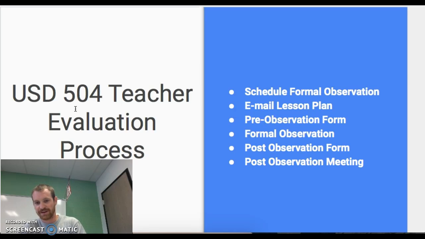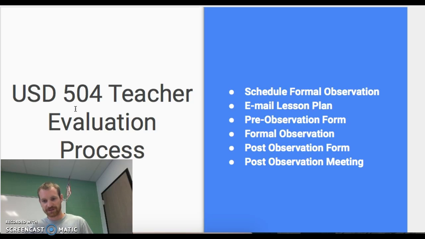During our formal observation, the teacher will do the best they can at presenting the lesson to the class. Usually the administrator sits in the back of the room and takes notes throughout the class, just noting anything that they're concerned about or that they really like. Then after our formal observation, we fill out a post-observation form. We reflect on how we think we did in our lesson and how we're going to rate on the different domains that they're looking at.